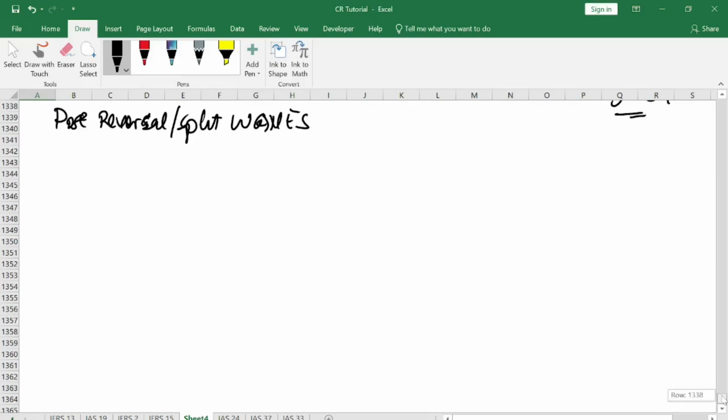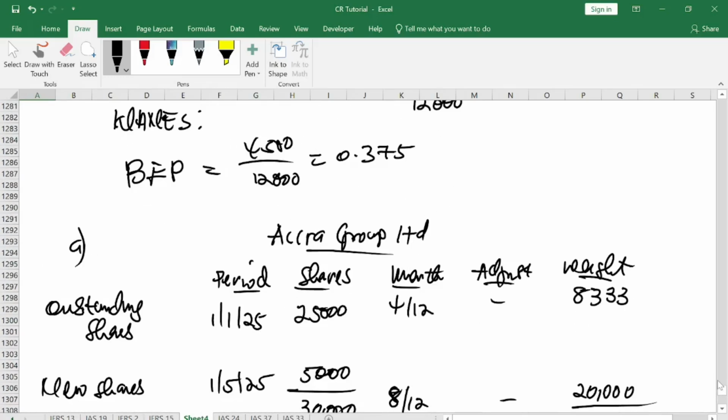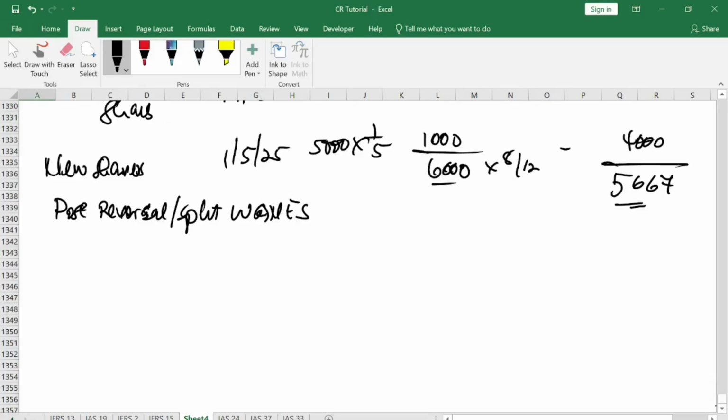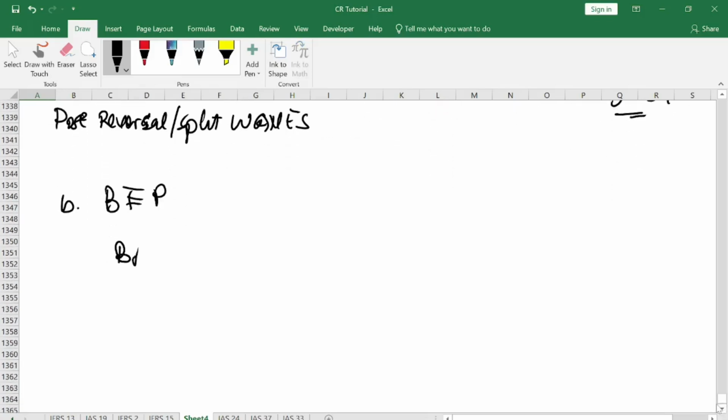So we've calculated the first portion. So that is A. We've done the A. Let's look at B, basic earning per share. So how do you find the basic earning per share? Basic earning per share is equal to what?